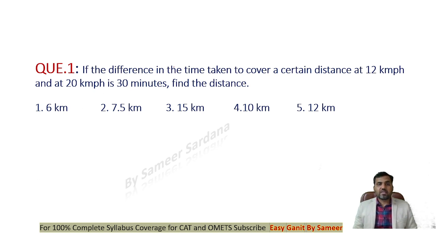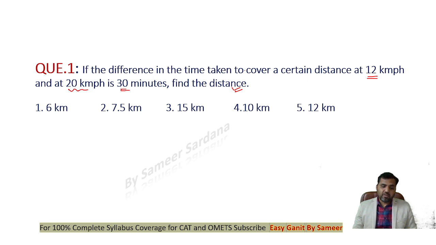Question number 1. It says if the difference in the time taken to cover a certain distance at 12 km per hour and at 20 km per hour is 30 minutes, find the distance. See that guys, in this question, distance is given to you as constant.